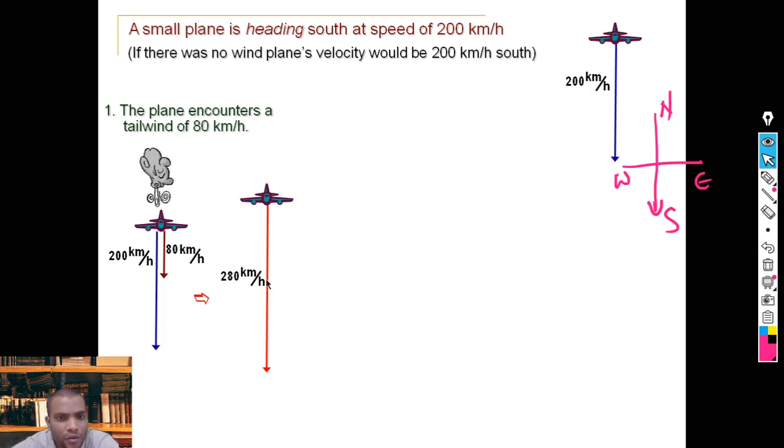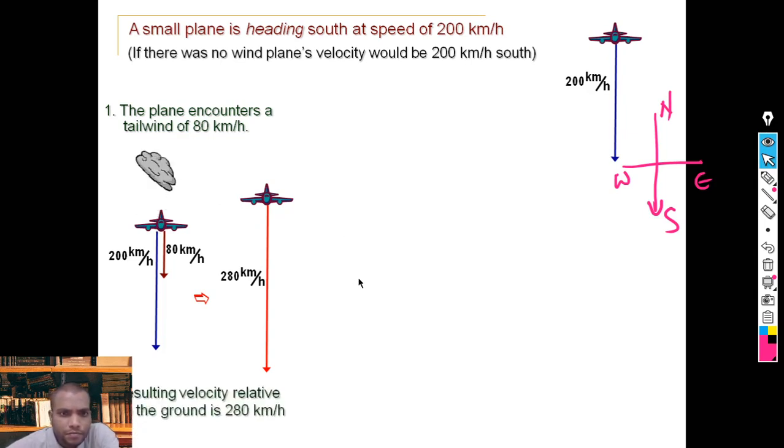So how did we get it? Literally we added the velocity of the plane to the velocity of the wind. That's the reason we got 280 km per hour. Did you notice any change in the direction of the plane? No, there is no change in the direction of the plane, because wind velocity and plane velocity are both acting in the same direction.